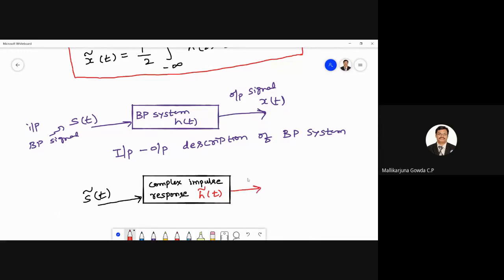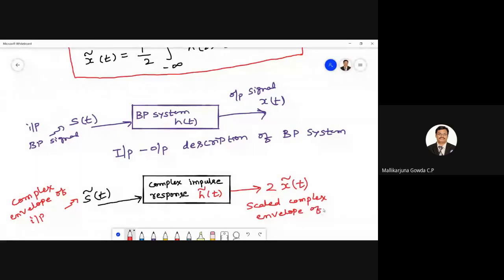So the output of this will be, from equation 8, 2 times X tilde of t. This is the complex envelope of the input signal, that is S of t, the complex envelope of my input signal. And it has a complex impulse response, H tilde of t, and the output of that is the scaled complex envelope of the output.